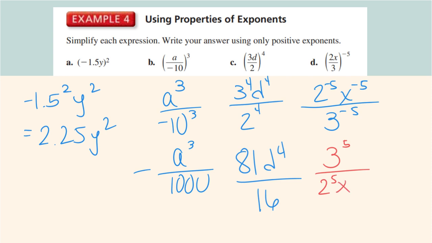And x to the power of positive 5. So you're basically moving this to the top and this to the bottom, just because my exponents are negative. Remember, do not switch them unless your exponents are negative. If we simplify this, 3 to the power of 5 gives me 243. And 2 to the power of 5 gives me 32. X to the power of 5, we do not touch. And that should be your answer simplified.